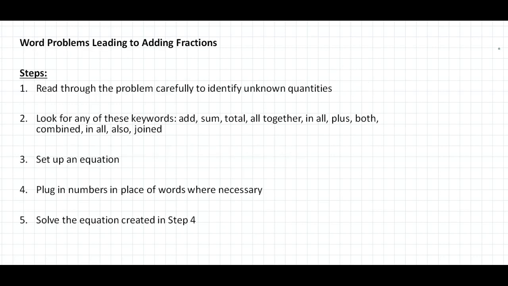So here are the steps that we're going to follow. The first thing you want to always do is to read through the problem carefully so you can identify unknown quantities. You should also be able to identify the quantities that are known. Now we're looking for some keywords. There are lots of different keywords that lead you to the thought of addition, where you may see the words add, sum, total, all together, in all, plus, both, combined, also, joined. So these are the kind of keywords you're looking for.